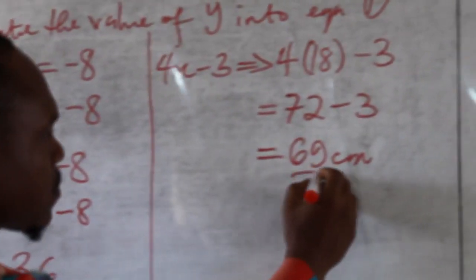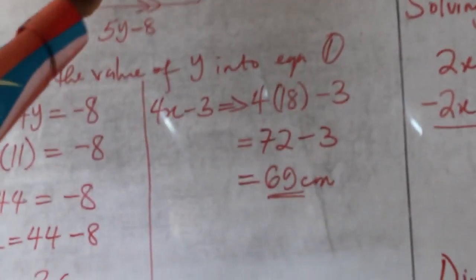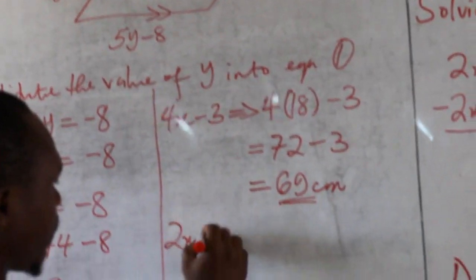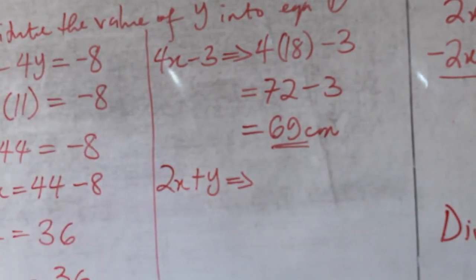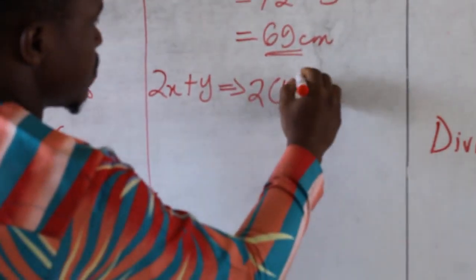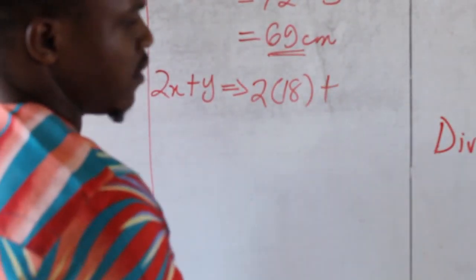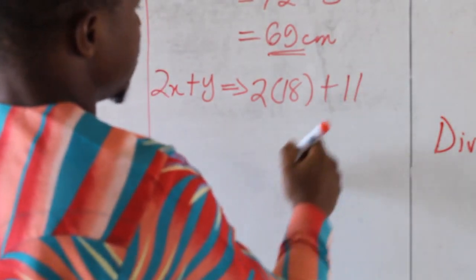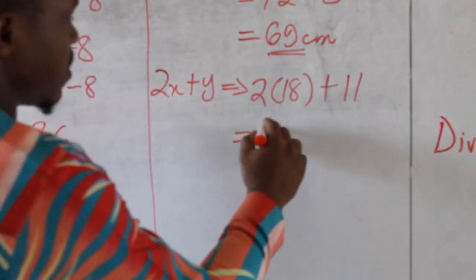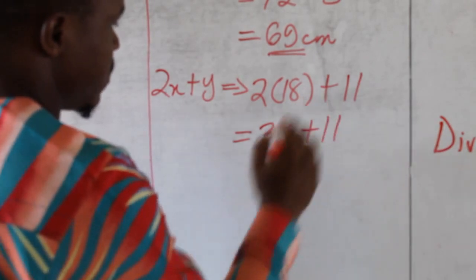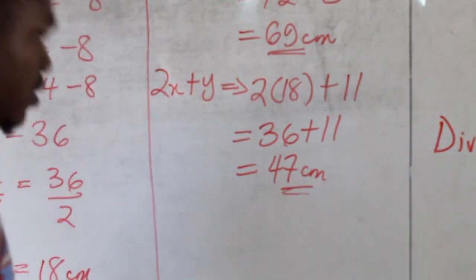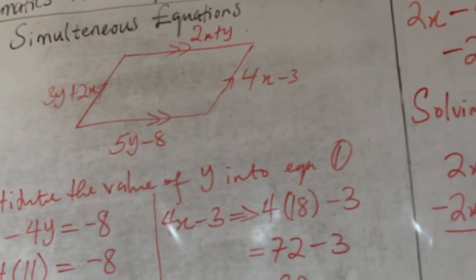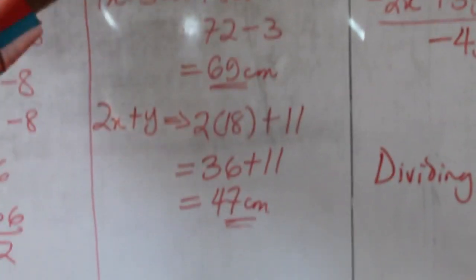We move on to this side. We have 2x plus y. The value of x here is 18. So 2 multiplied by 18 plus the value of y, which is 11 centimeters. 2 times 18 gives us 36, added to 11, and that gives us 47 centimeters. So it means that if this side is 47 centimeters, this is also 47 centimeters.